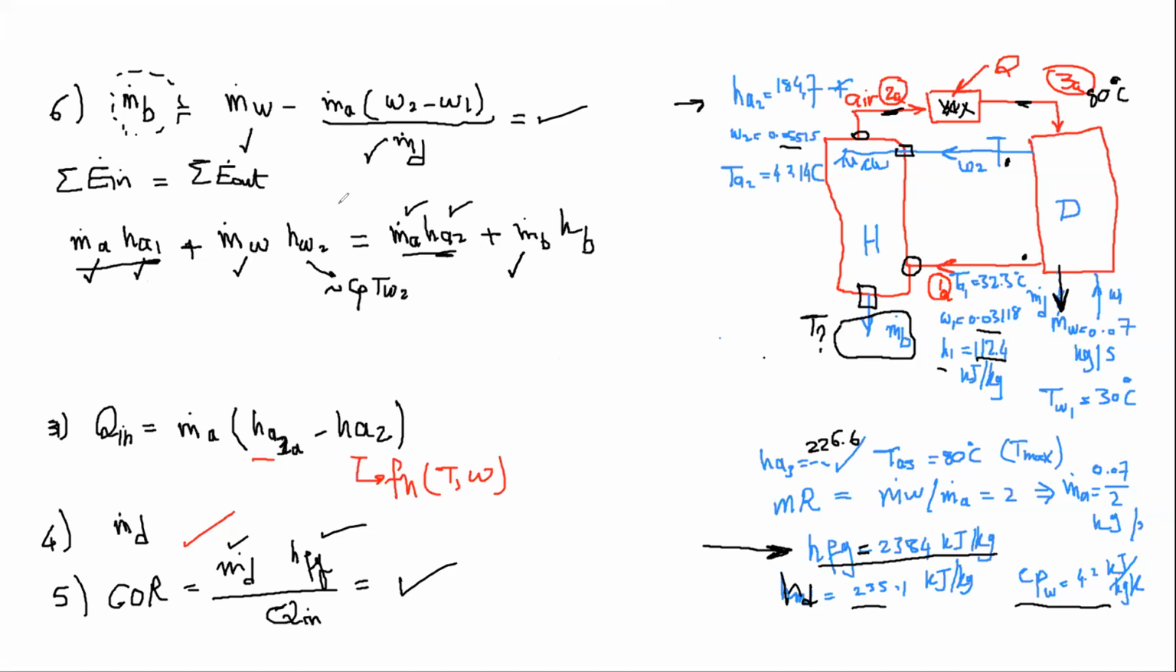M dot brine we have just calculated here. So the only thing which is unknown here is H brine. So from this equation, we can calculate H brine, which is almost equal to Cp water times T water 3. And T water 3 is what we need in this problem. So the energy balance for the humidifier would enable us to calculate the exit water temperature.